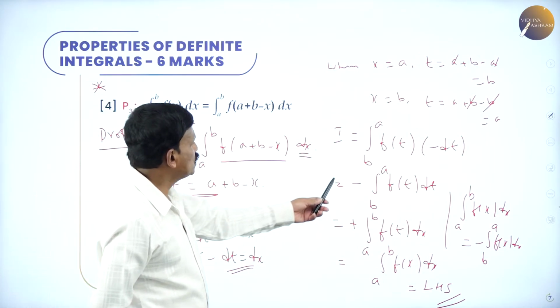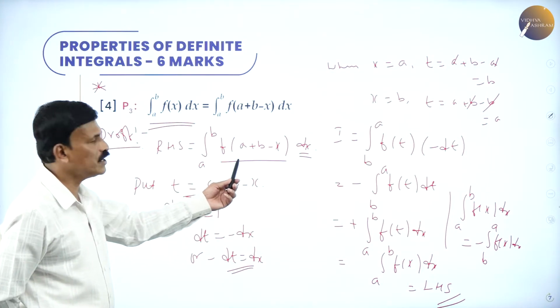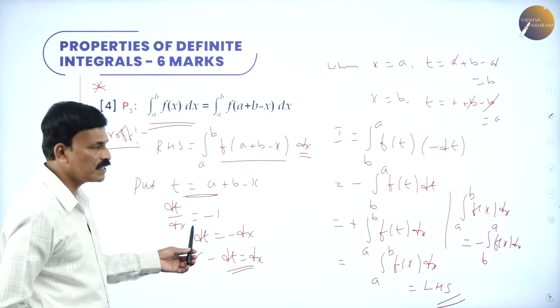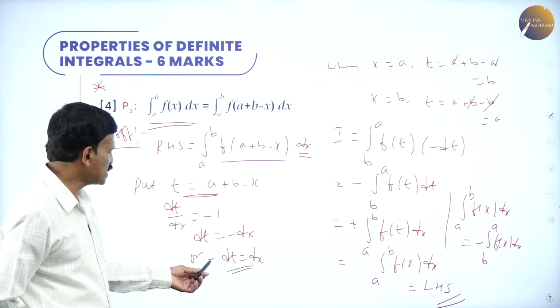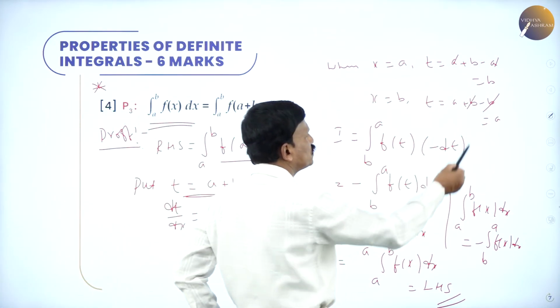Listen to me. Let us take the RHS: the integral from a to b of f of a plus b minus x dx. Put t equal to a plus b minus x. Differentiate it. You will get dt equal to minus dx, or minus dt is equal to dx. Whenever substitutions are taken, the values of the limits also change.